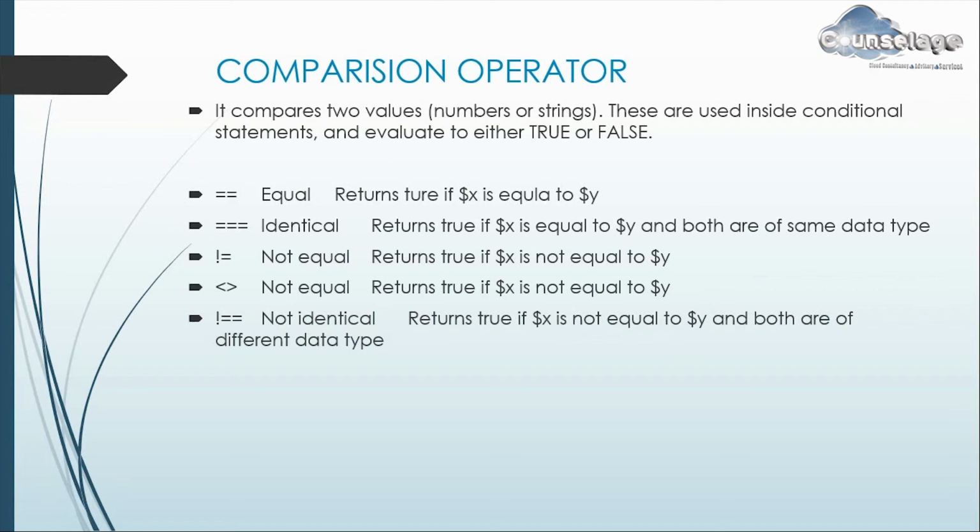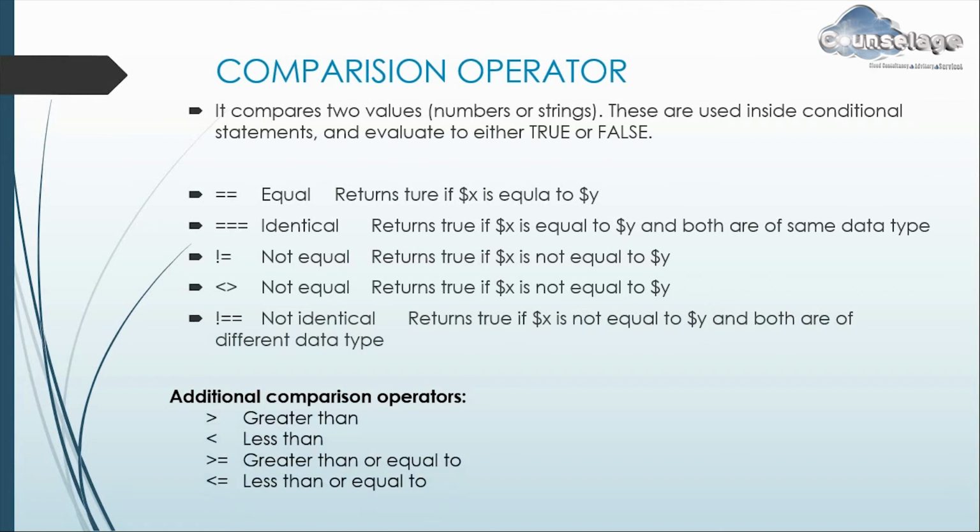Exclamation equals is known as not equal to. It returns true if $x is not equal to $y. Angular brackets here represent not equal. It returns true if $x is not equal to $y. And exclamation double equals is known as not identical. It returns true if $x is not equal to $y and both are of different data types. Additional comparison operators are greater than, less than, greater than or equal to, less than or equal to.